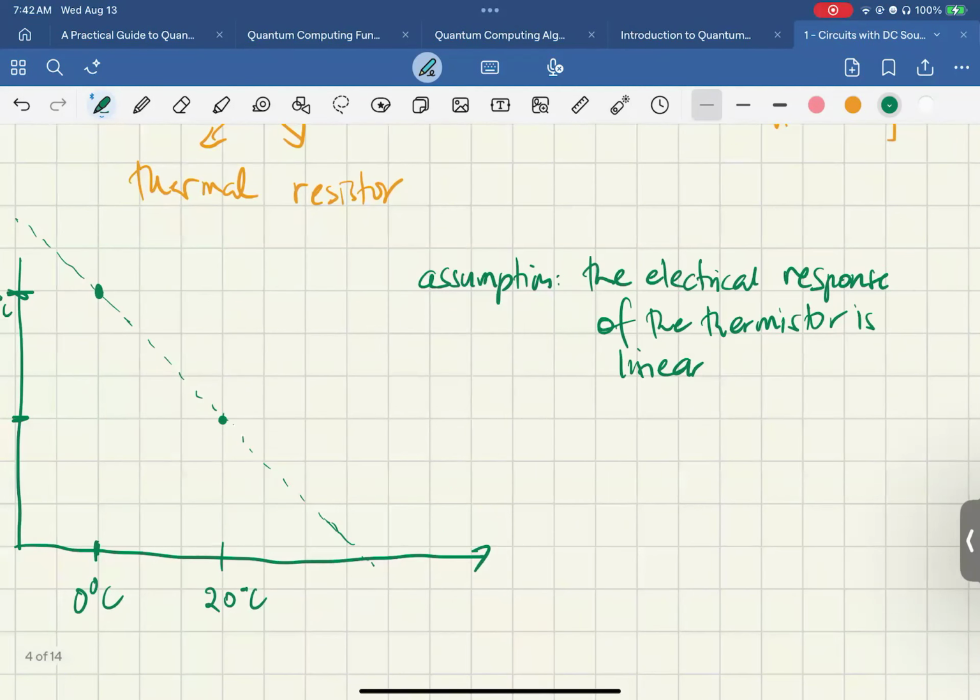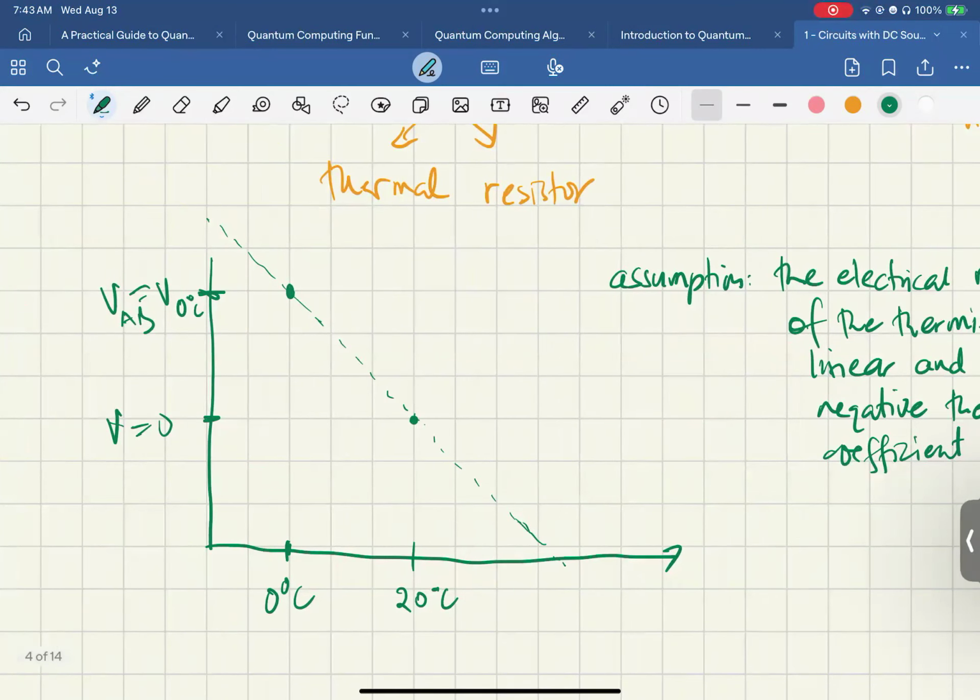Ang second na assumption is that it has a negative thermal coefficient. Kaya yung slope dito is negative. Pag sinabing negative yung thermal coefficient niya, ibig sabihin, as the resistance increases, then the voltage decreases. So yun yung nagiging response niya.